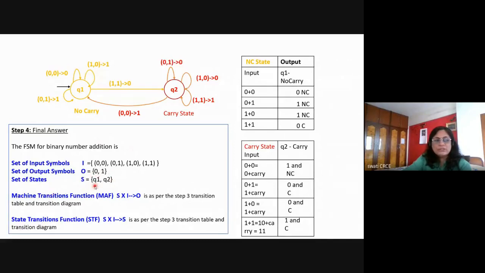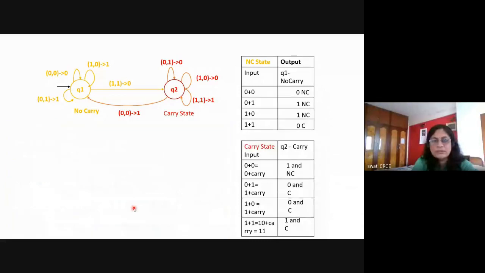And you say that the machine transition function MAF, which gives you information about the output symbol generated, is as per step 3, that is the transition table and the transition diagram. And state transitions are as per step 3. Okay, so we'll see the transition table.